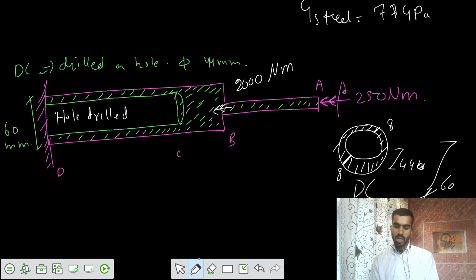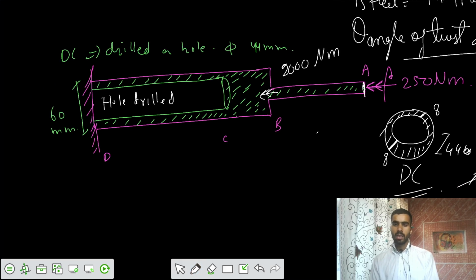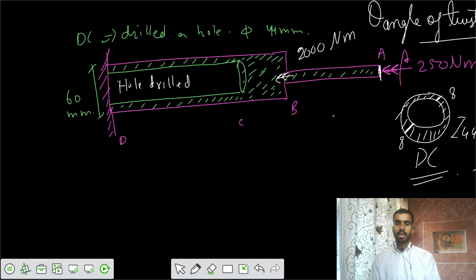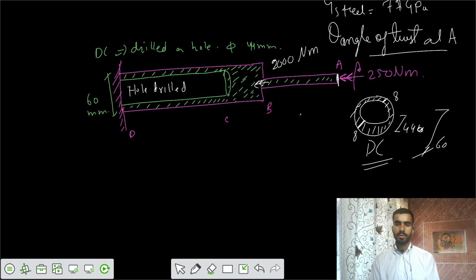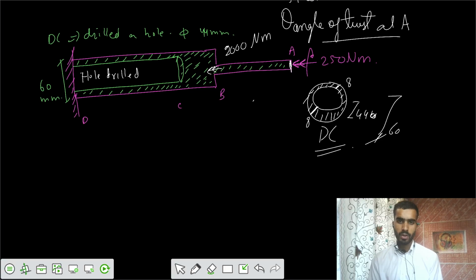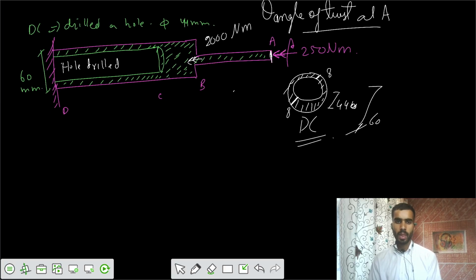Angle of twist, you need to say what is the angle of twist at the end A. Angle of twist at the point A, at the free end. That's your point A on the free side. So what we can do, we can say what should be the free body diagram look like. You need to make the free body diagrams, and after that you can also show the line diagrams. Let's make the line diagram first.